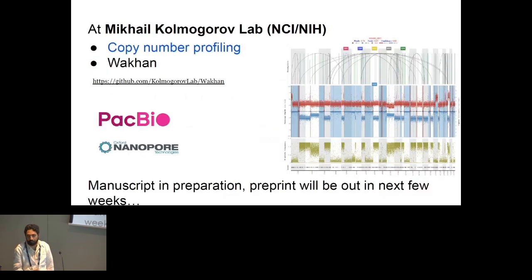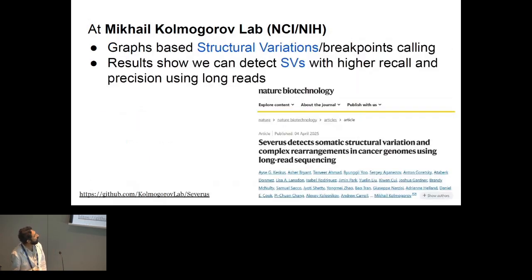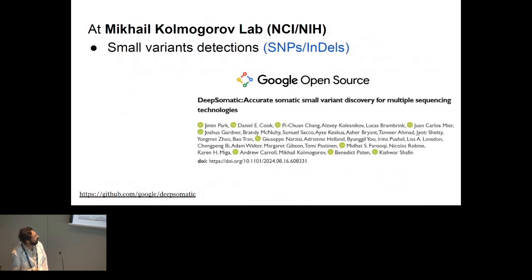Vahan is already integrated in the PacBio workflow for somatic datasets, and we are working with ONT, and it will be available in the ONT workflow within a few days. The manuscript is in preparation, and it will be available in the next few weeks. In the Kolmogorov lab, we have already developed a structural variation graph-based method called Severus. We have collaborated with Google on small variant calling methods like DeepSomatic.